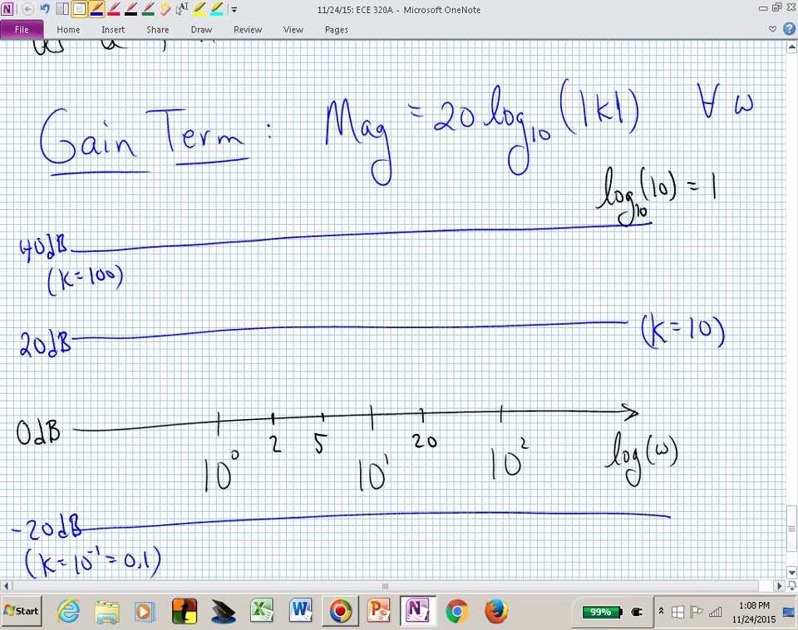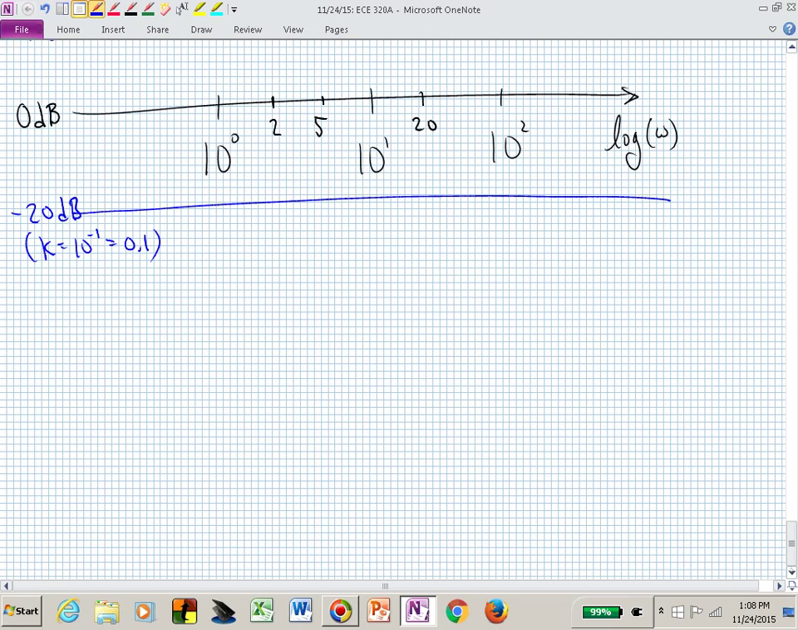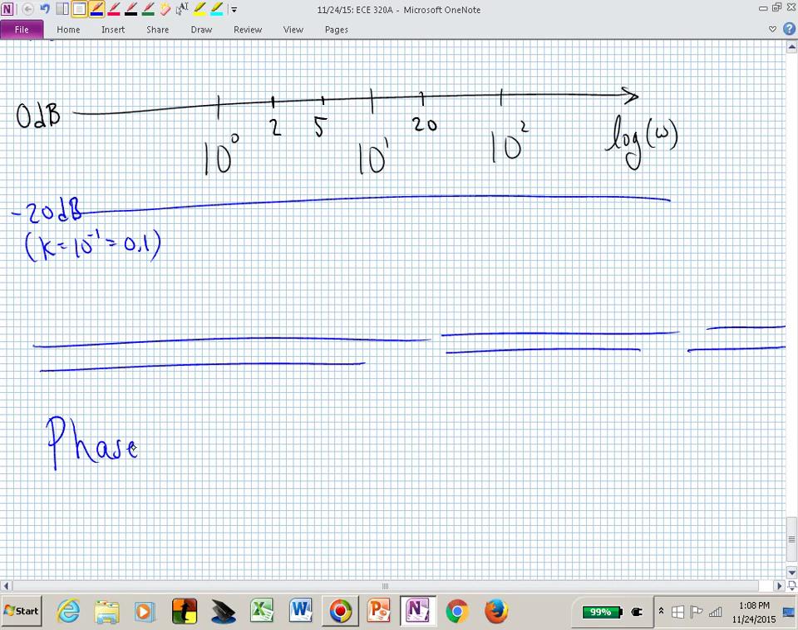What's the phase of K? So we have two plots to sketch. A magnitude plot with respect to frequency. So let's say we're done with that. Magnitude. And now we want to sketch the phase.